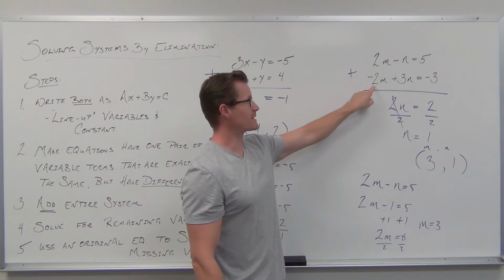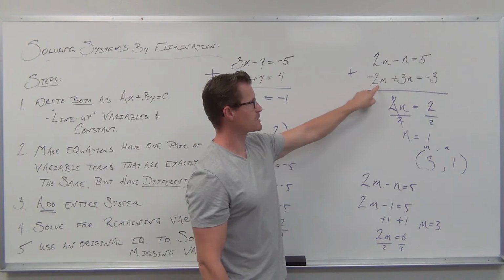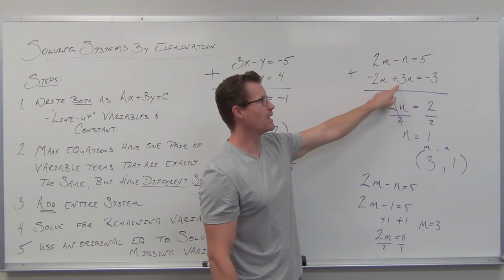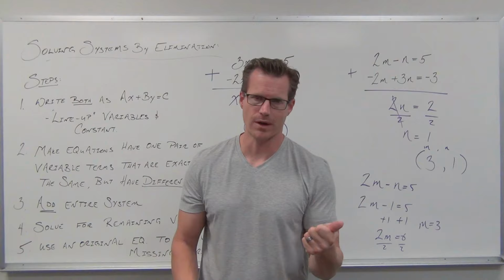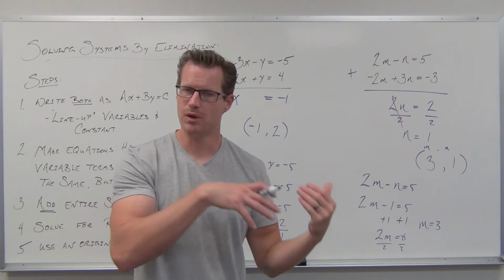Negative 2 times 3, that's negative 6. Negative 6 plus 3 times 1, that's negative 3. Okay, now I'm assured of victory on this problem. I know that point is common to both of these equations.